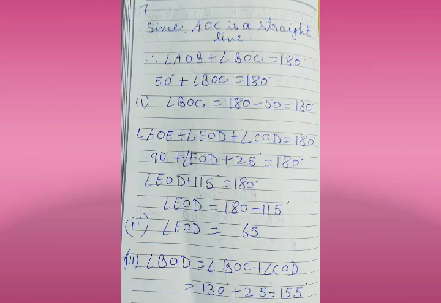Now subpart 3, angle BOD is equal to what? BOC plus COD. BOC is 130 and COD is 25. So this is equal to 155. Clear?